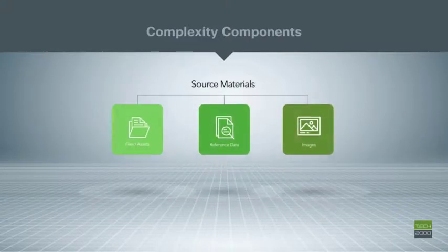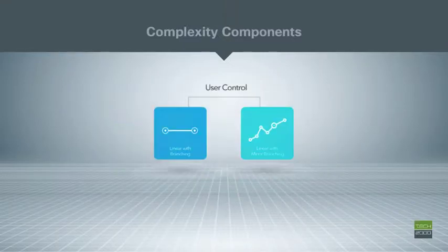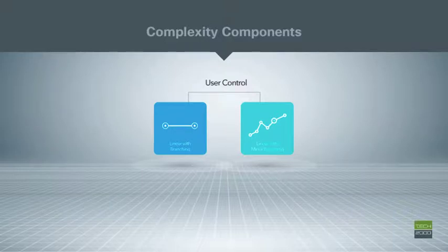First is the source material. This is the content we are starting with. Often, some portion of this content is provided by the customer. Next is the user control of the content. This means how responsive the e-learning is to your users. Will there be different paths a learner can take, or will it play through from start to finish?